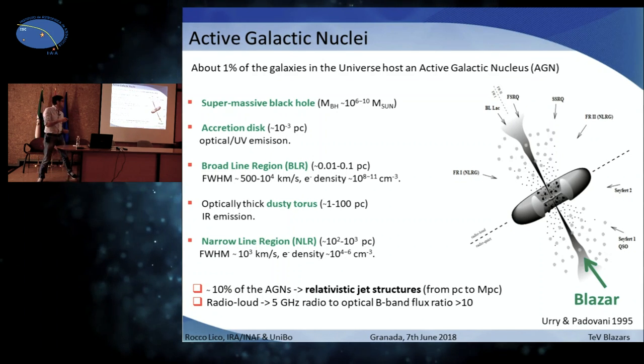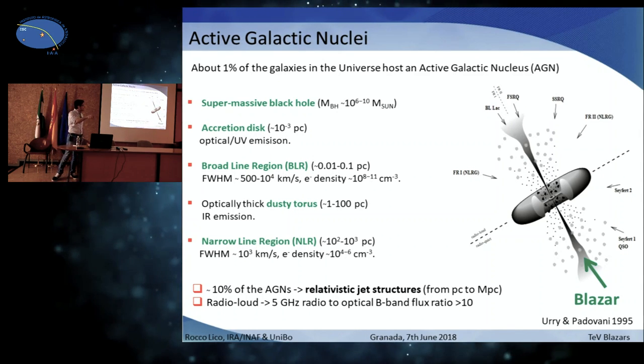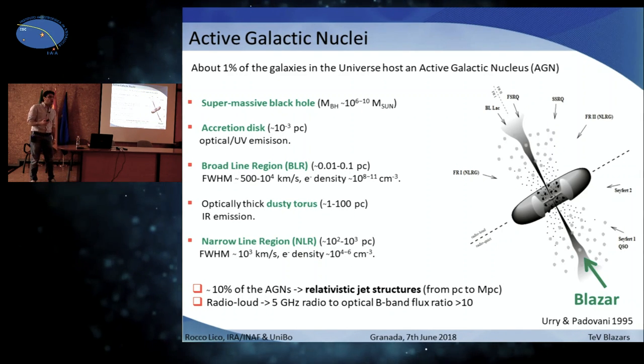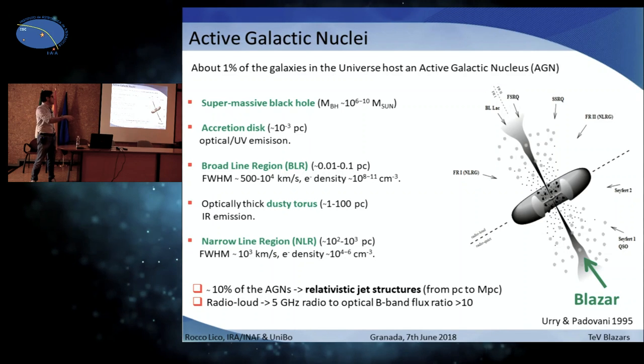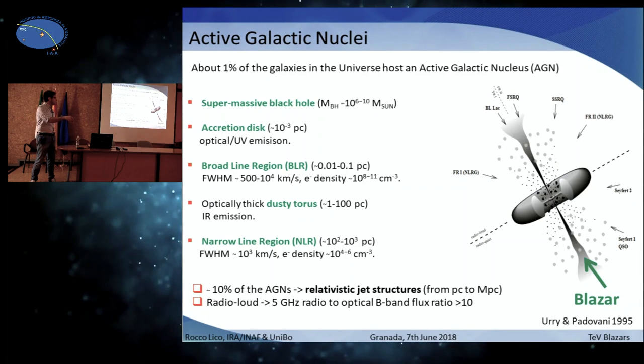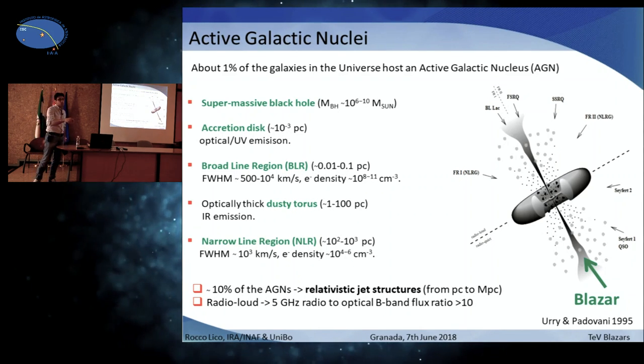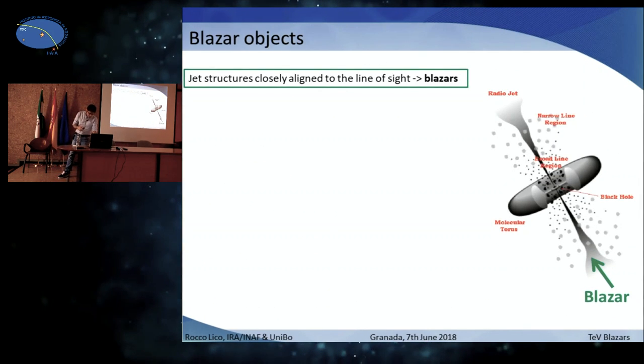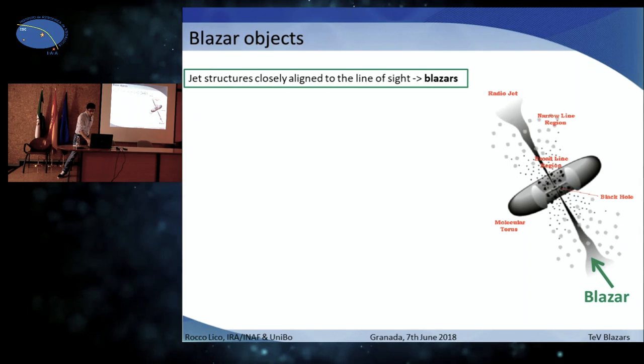Such sources are called blazars and show a prominent radio emission. They are defined as very radio-loud objects. The definition is that the ratio between the 5 GHz to the optical B-band flux is higher than 10. So just to say that they show a prominent radio emission.